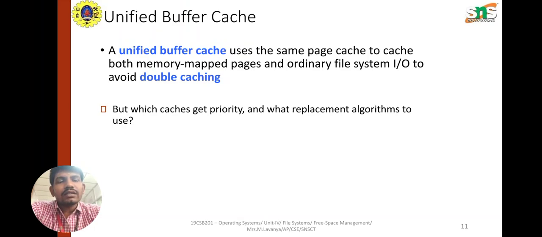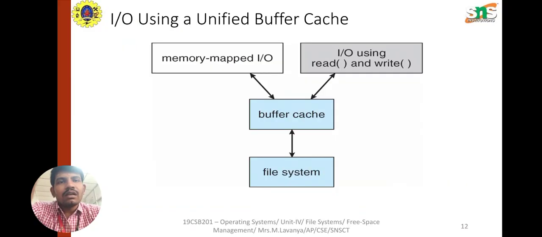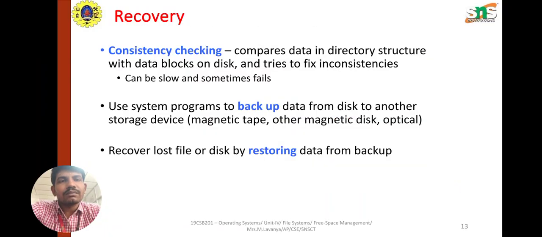But which caches get priority, and what replacement algorithms are used in a unified buffer cache? They use memory-mapped input/output as well as input/output using read and write, so they use a buffer cache as well as the file system to set the priority in the unified buffer cache.